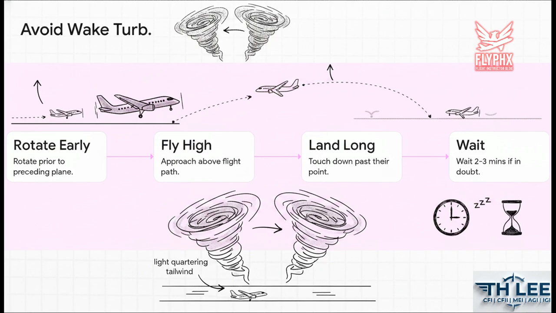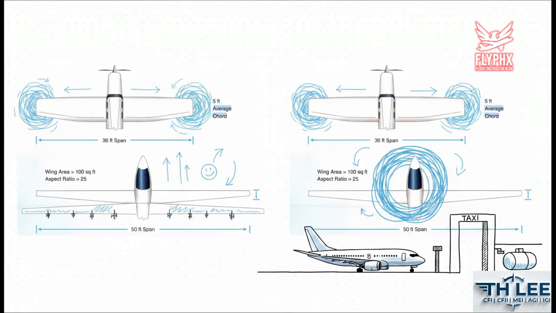When you're landing, fly your approach above their flight path and make sure you touch down completely past the point where their wheels hit the runway. Oh, and definitely beware of a light quartering tailwind. It can blow those invisible tornadoes right back onto your runway. Honestly, when in doubt, just wait the 2 to 3 minutes. Better safe than sorry.